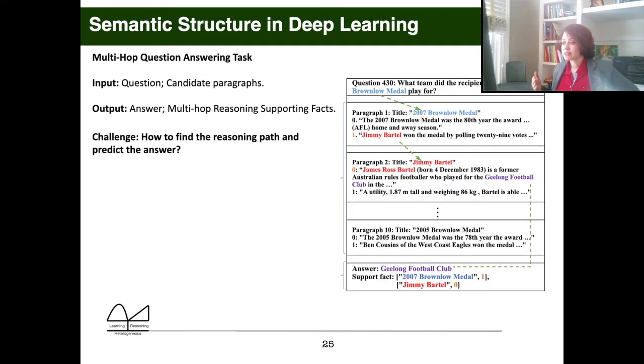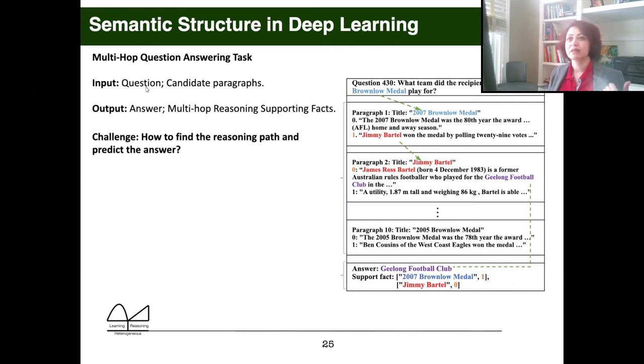But then we also, with the same idea in mind, are interested in including explicit semantic abstractions from the language part into the models. So we looked at another task called question answering. Here, in the model that I'm going to describe, we didn't have the visual information. It's just documents and then a question.